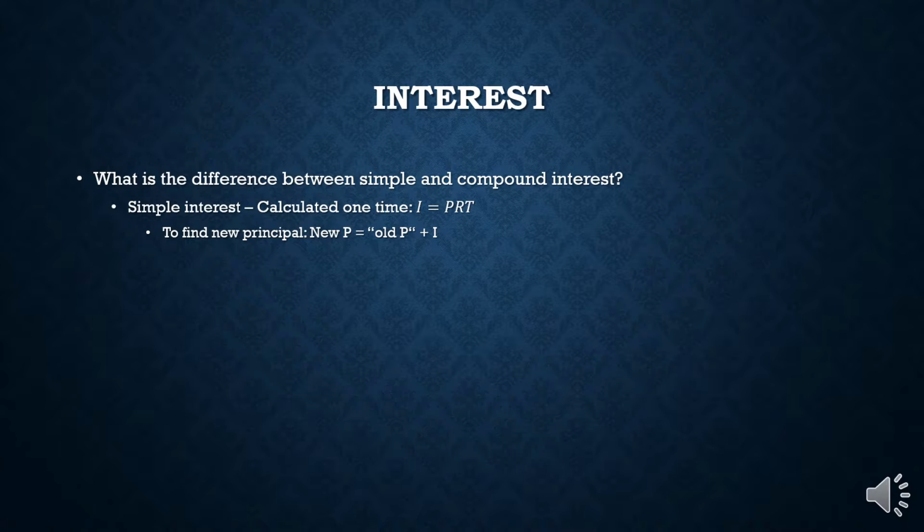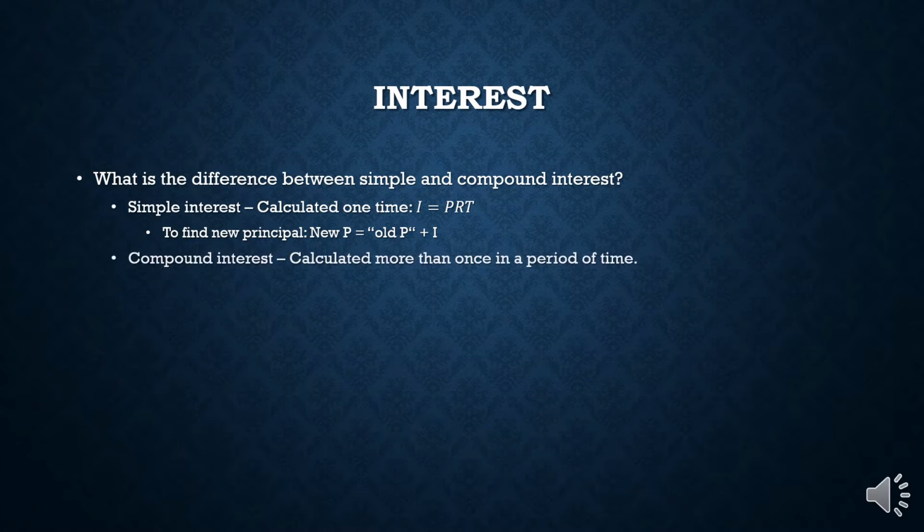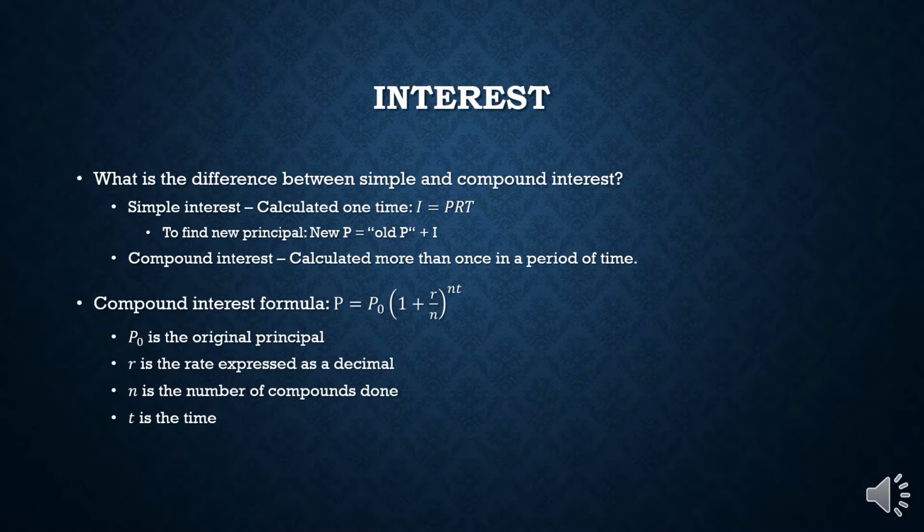To find the new principal, we take the old principal, or what you had before interest was calculated, and add the interest. Compound interest is interest that is calculated more than once in any particular period of time. The formula for compound interest is as follows. Let's break down this formula.